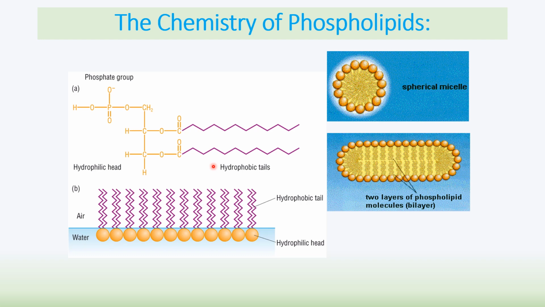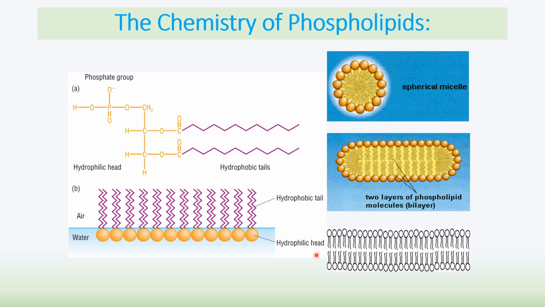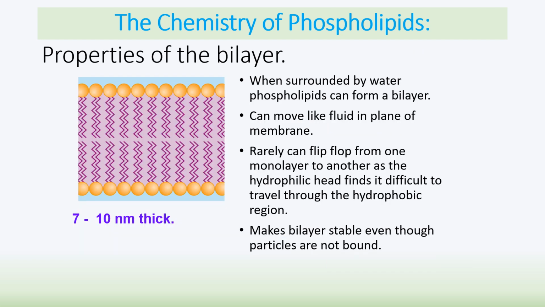Now we think the first phospholipids made in the first cells, which we'll talk about in the next video, would have come together into something called a micelle, and then over time they've evolved to become a phospholipid bilayer. The bilayer is formed when surrounded by water. It can move like a fluid in the plane of the membrane, so this phospholipid can move over here, this will move over here, and sometimes they'll even flip-flop opposite each other.